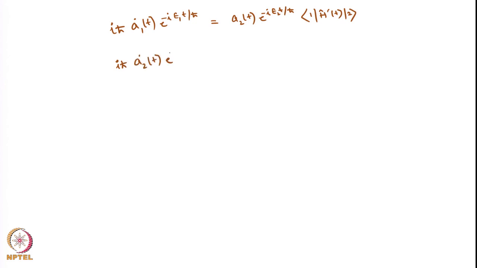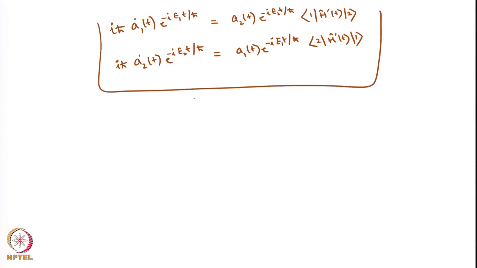So the first equation was i h bar a1 dot t e to the power of minus i E1 t by h bar should be equal to a2 of t e to the power of minus i E2 t by h bar, 1 h prime of t 2, and i h bar a2 dot t e to the power of minus i E2 t by h bar is equal to a1 of t e to the power of minus i E1 t by h bar, 2 h prime t 1.